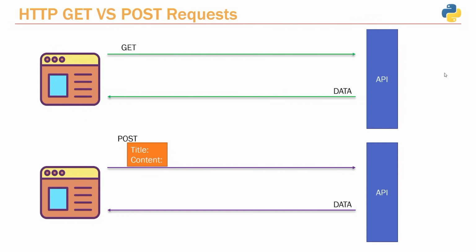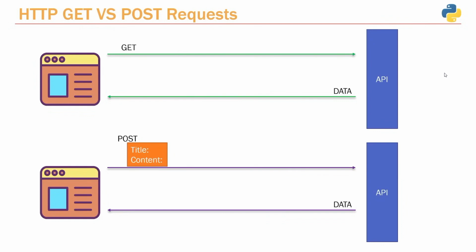So think of it like this. A GET request is basically saying, hey, API server, give me some data. Whereas a POST request is saying, hey, API server, here's some data, do whatever you need to do with it. So it really controls the direction of flow of data between the front end and the API server. GET requests are getting data from the API server, whereas a POST request is sending data to the API server.